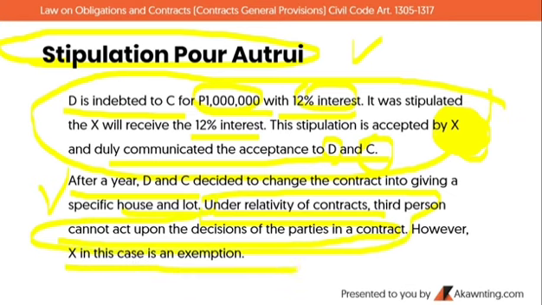Okay? In this case, pwedeng hindi pumayag si X. Okay? Pero actually, dun sa novation, specifically dun sa novation, wala pa rin siya magagawa. Manonovate pa rin yung contract. However, yung benefit na matatamasa niya from having a 12% interest, mananatili pa rin yun sa kanya. Okay? Makukuha niya pa rin yun regardless of the novation. Okay? So, yun yung magiging benefit niya dito. Okay? So, yun yung stipulation for Autrui.